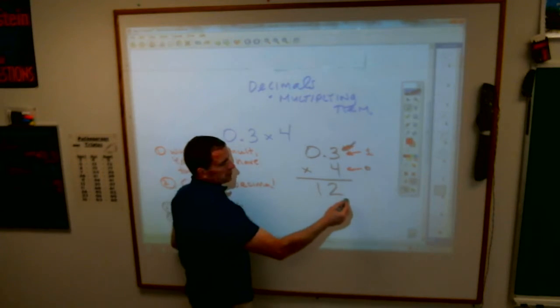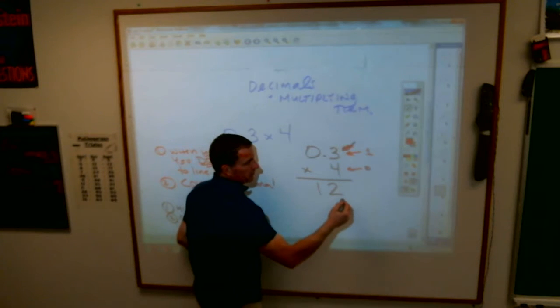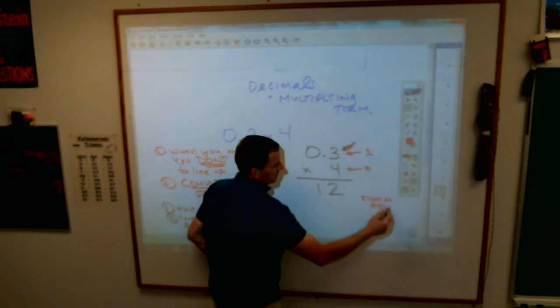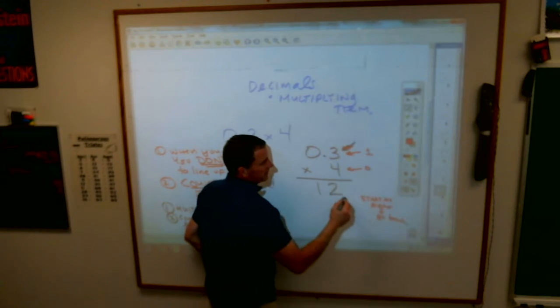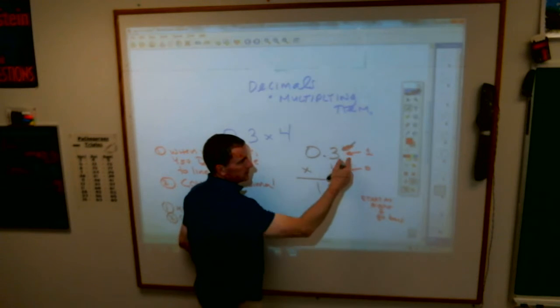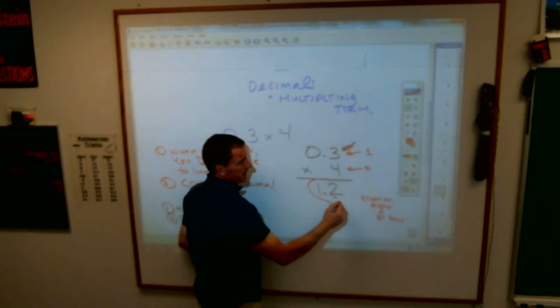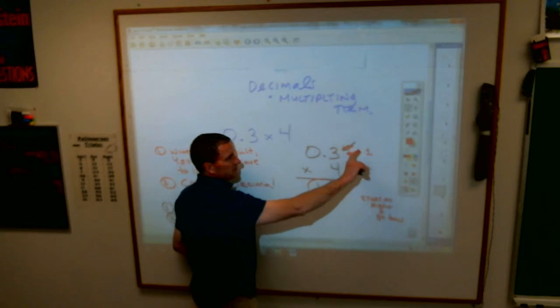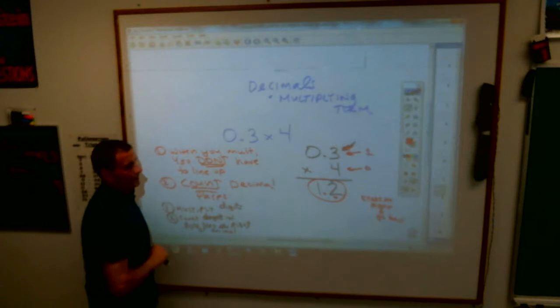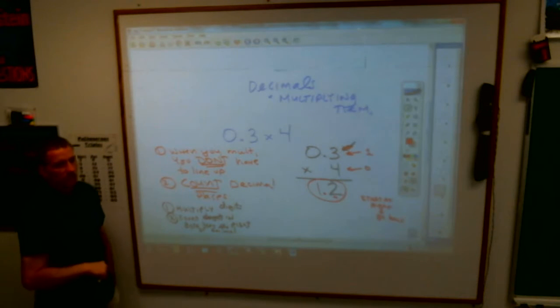You just make sure you start. The easiest way to do that is start at the right and go back, however many you need. So I need 1 decimal place here, so I just start at the right, and I put my decimal there, because this is my 1 decimal place that has to be in my answer. 0.3 times 4 is 1.2.